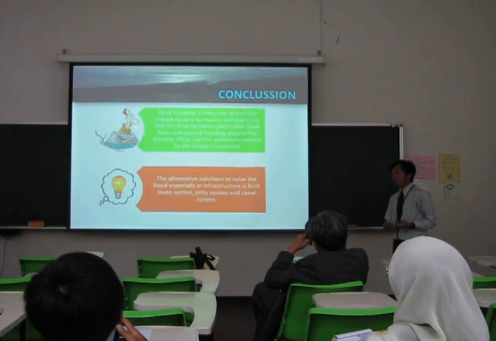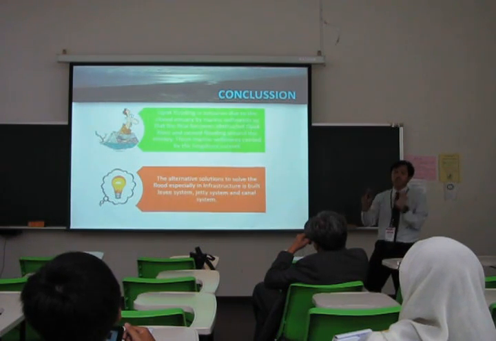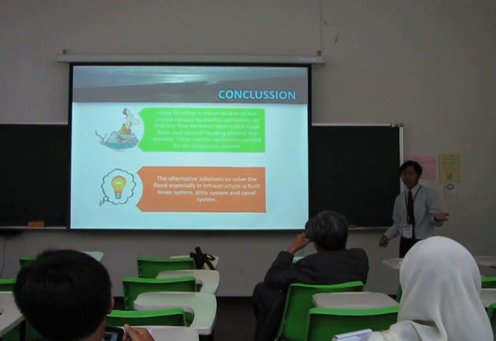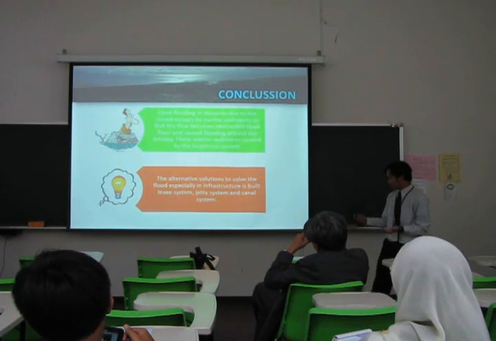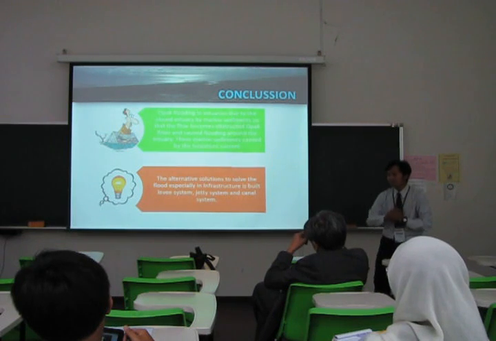We have the conclusion that the flood historically in the story of Paris is caused by the sediment that stopped the flowing of Paris, from the sediments, bringing the loss of current by the mining process. There are three other solutions. The first is we can build a levee system, a jetty system, or a canal system. Thank you.